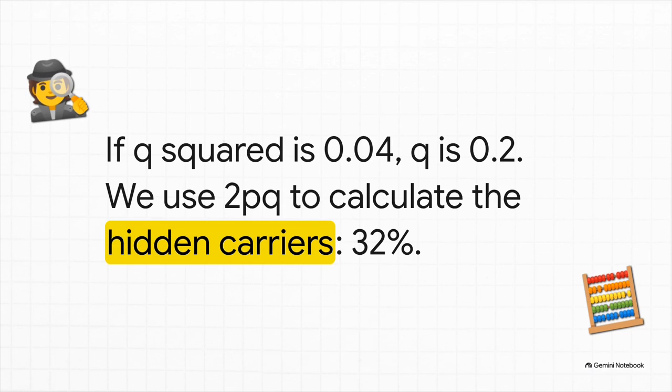Imagine we observe a population, and we find that 4% of individuals visibly show a recessive abnormality. So our q squared is 0.04. Following our toolkit, we take the square root of 0.04, which gives us a q of 0.2.